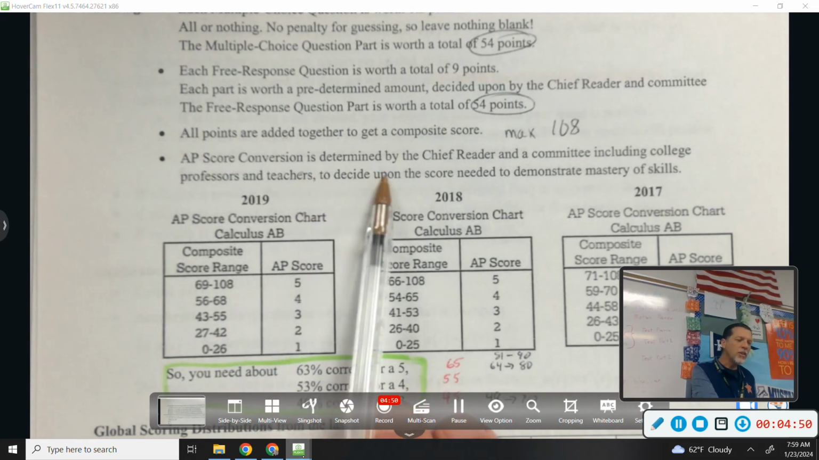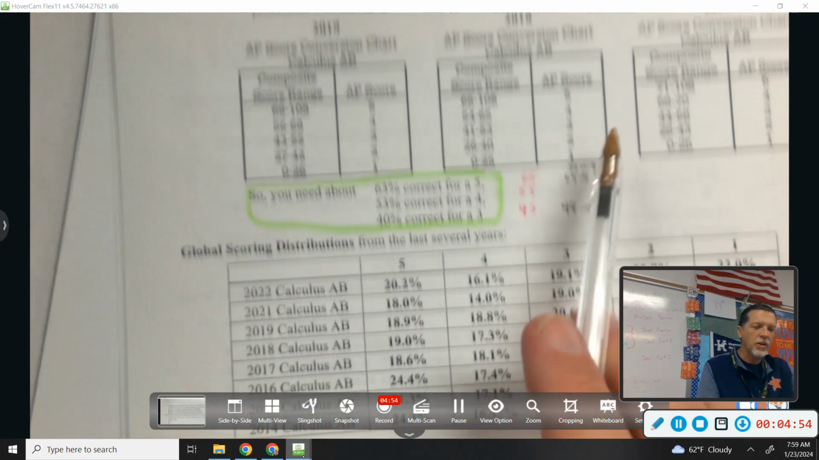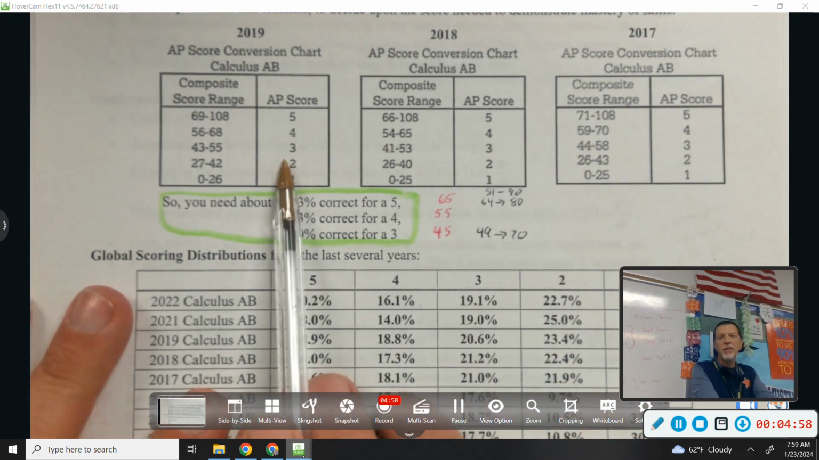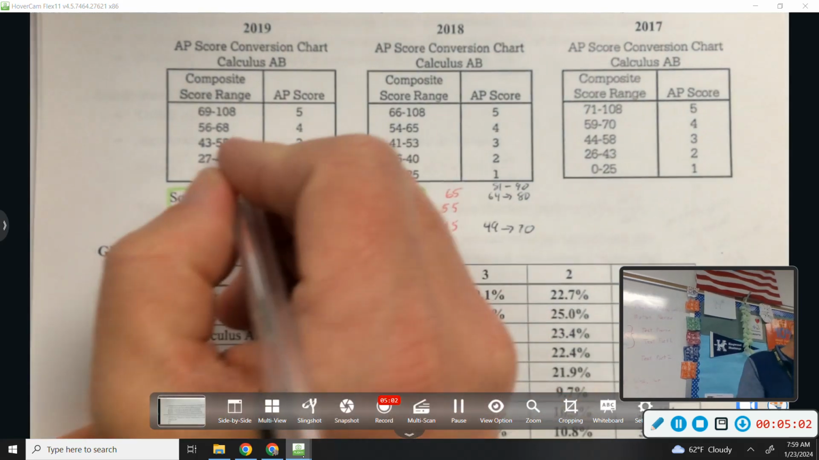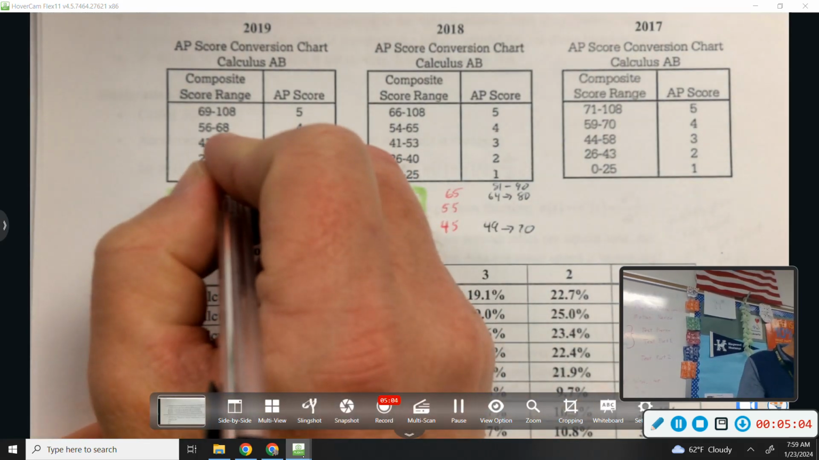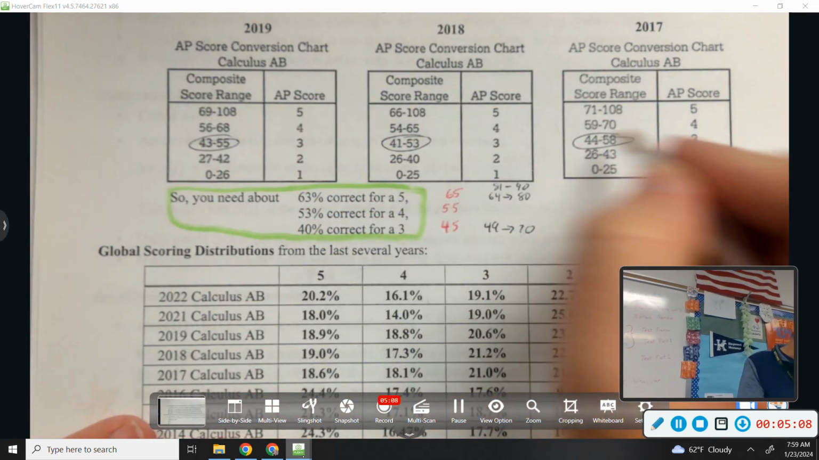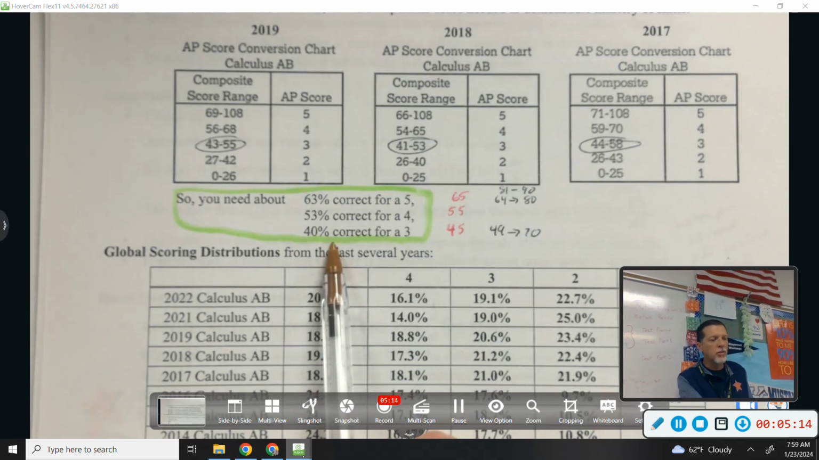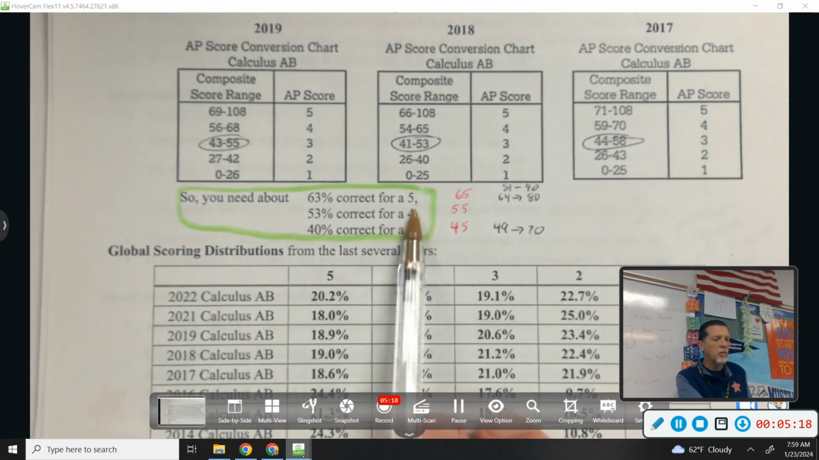The conversion is different every year, and you can see Miss Murray attached what I don't know if those are the 3 most recent years we have available, but you can see it's kind of close. Just look at the 3 range: 43 to 55, 41 to 53, 44 to 58, so it's somewhere in there. Roughly, you need a 40% to get a 3, 53% for a 4, 63% for a 5.